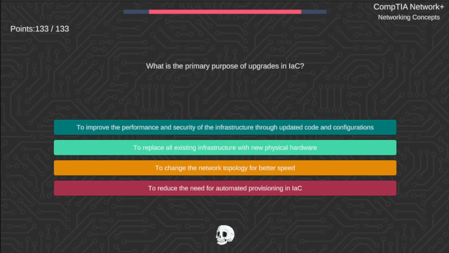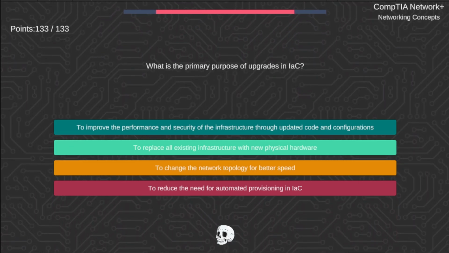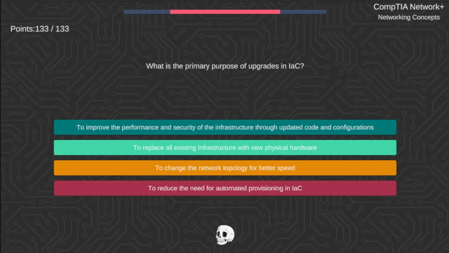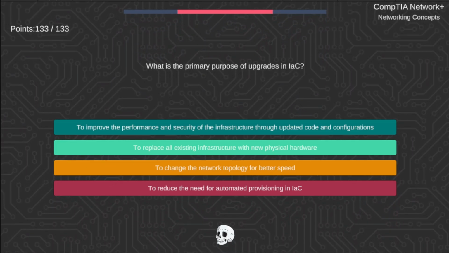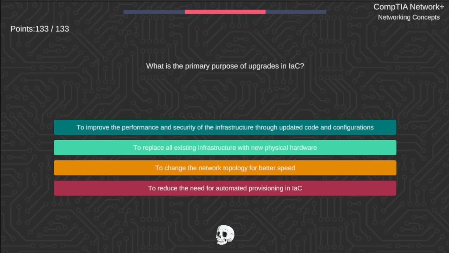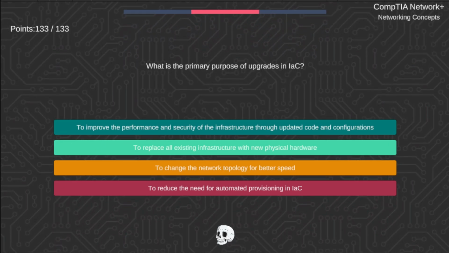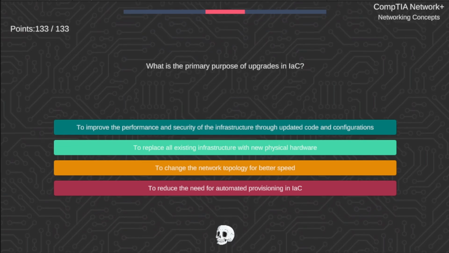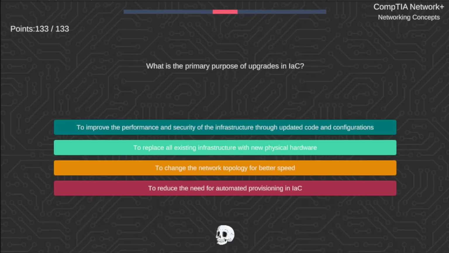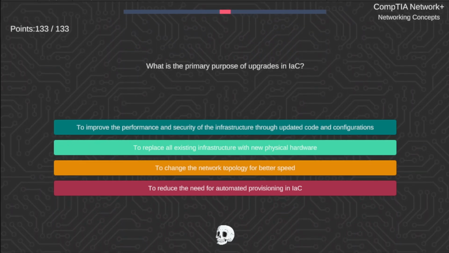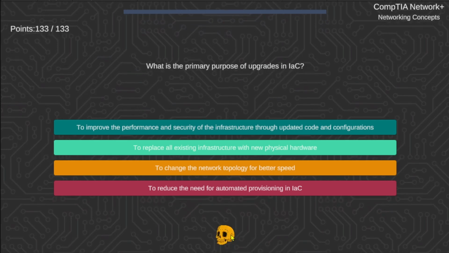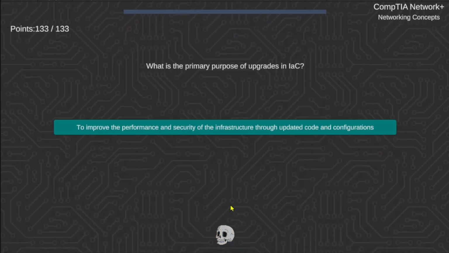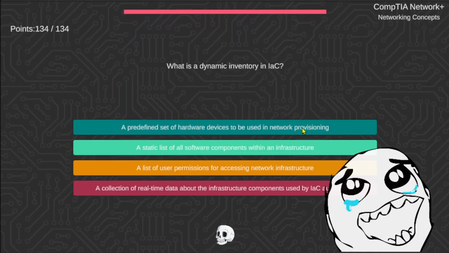To improve the performance and security of the infrastructure through updated code and configurations, to replace all existing infrastructure with new physical hardware, to change the network topology for better speed, or to reduce the need for automated provisioning in IAC. The primary purpose of upgrades in Infrastructure as Code. Correct answer is to improve the performance and security of the infrastructure through updated code and configuration.